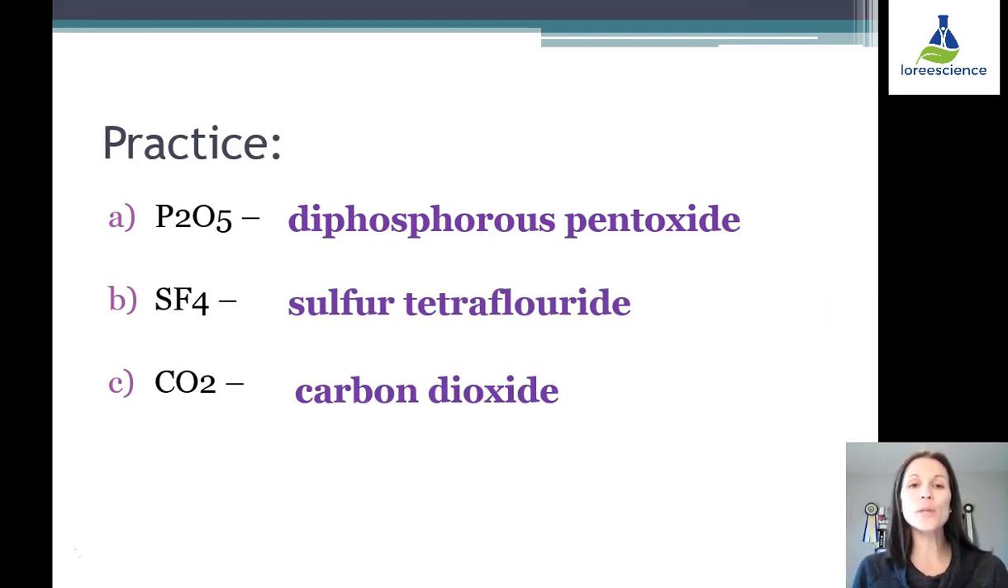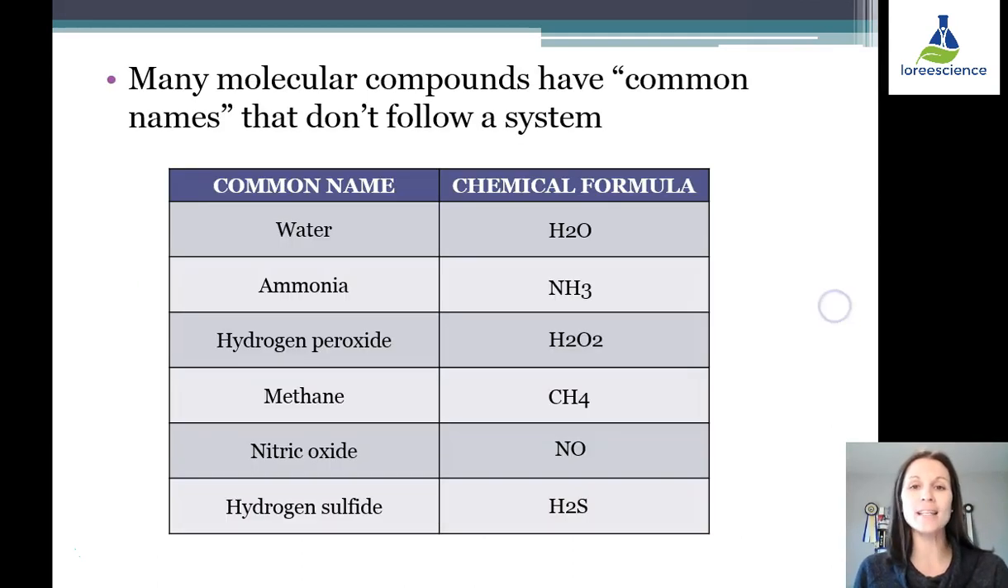Okay, now that we're familiar with naming, let's take a look at water, for example. You could call it dihydrogen monoxide. People would probably kind of laugh at you. You use the common name. So there are some where you do not follow the normal naming system. You just use their common names. There's a list of these on your need to know sheet. On a test, a quiz, or exam, you will need to use the common name.